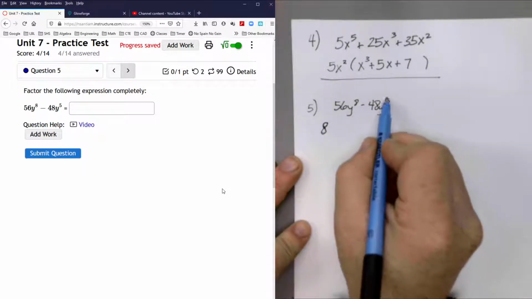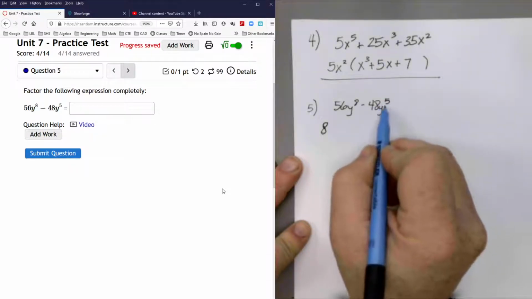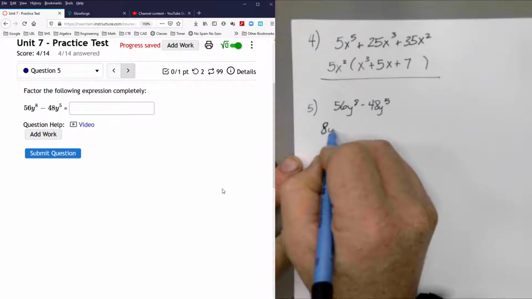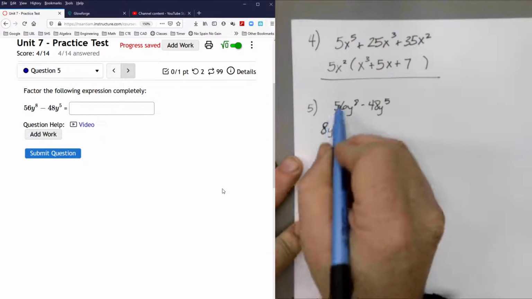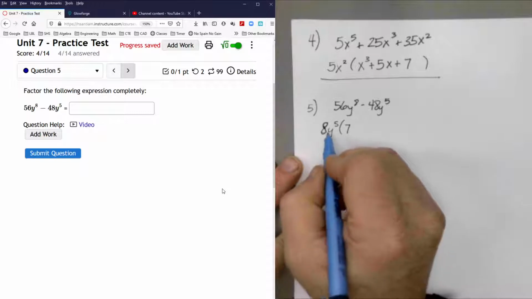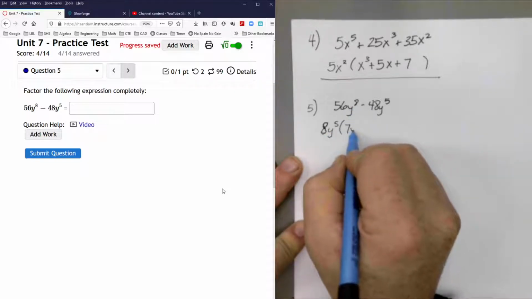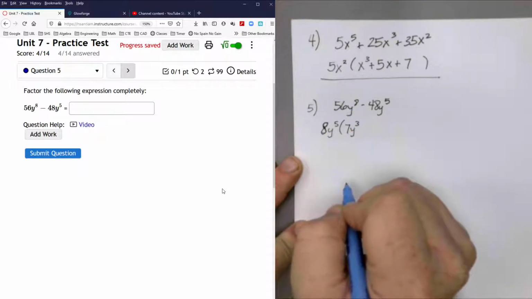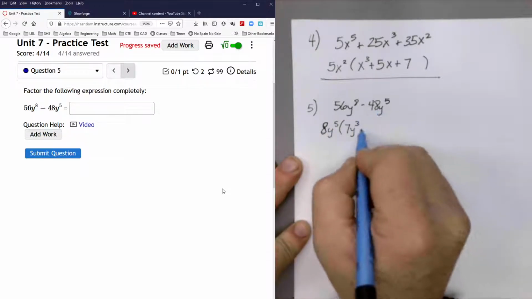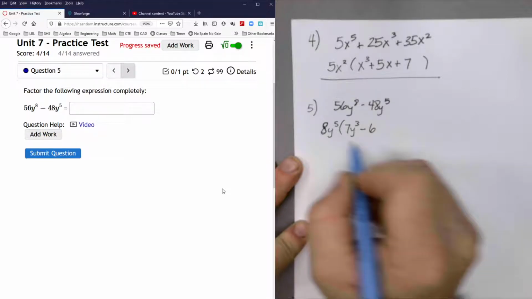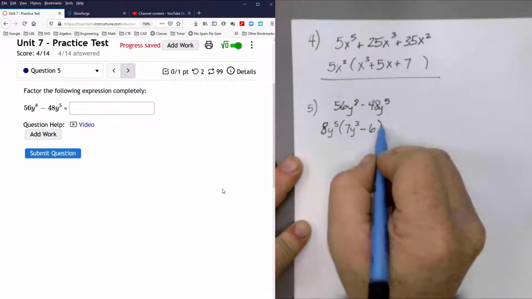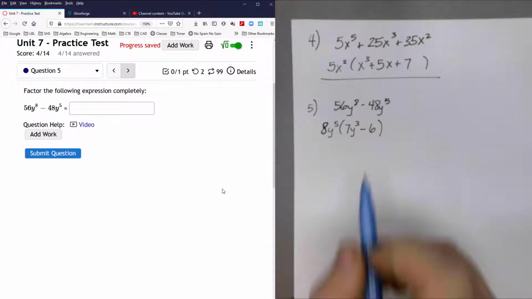Okay, and then the smallest degree here is y to the 5th power. So I can take y to the 5th out of this, and there's y to the 5th in this as well. So I can take out y to the 5th, and then what do I have left over? 8 times 7 is 56, and y to the 5th times y cubed is y to the 8th. And then I've got a negative here, so we've got a negative, and then 8 times 6 is 48, and then I've already got a y to the 5th there, so I think that's done.